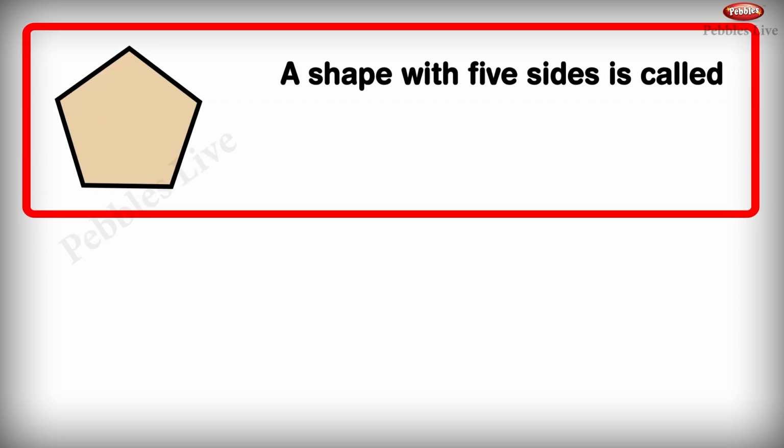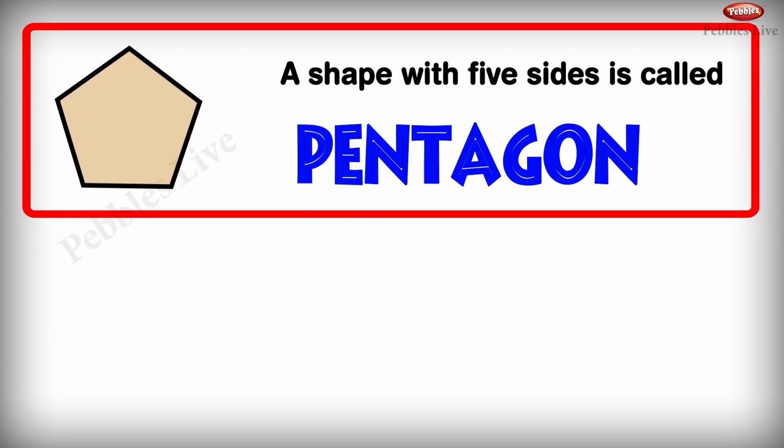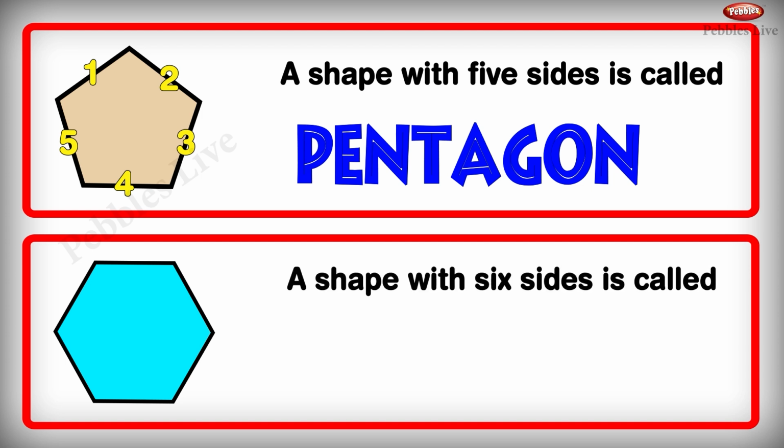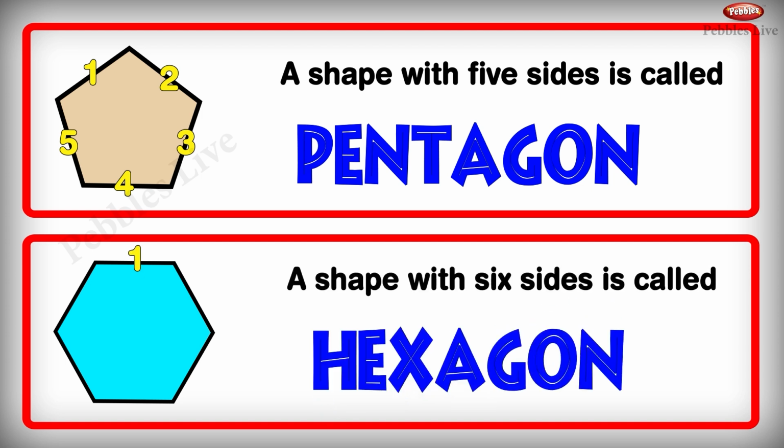A shape with 5 sides is called pentagon. 1, 2, 3, 4, 5. A shape with 6 sides is called hexagon. 1, 2, 3, 4, 5, 6.